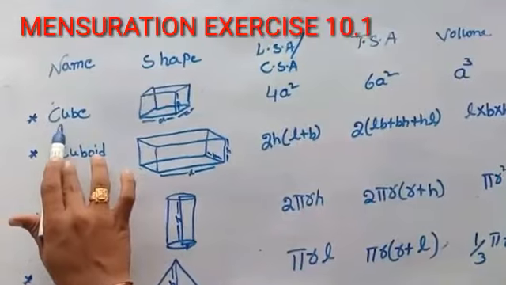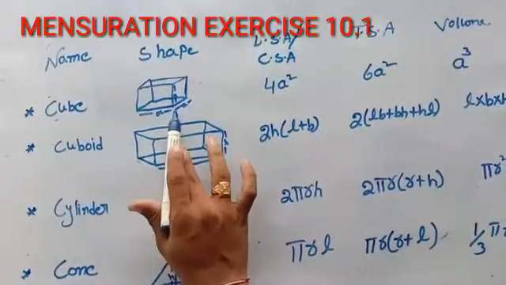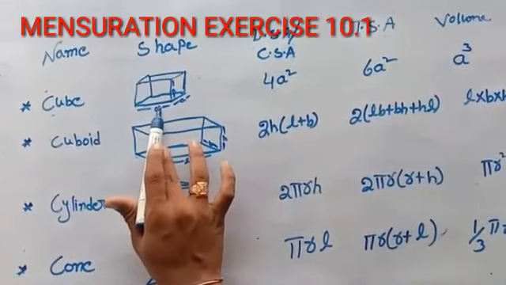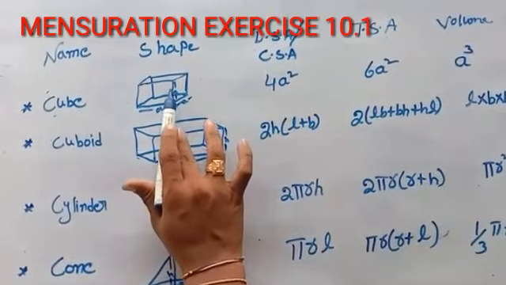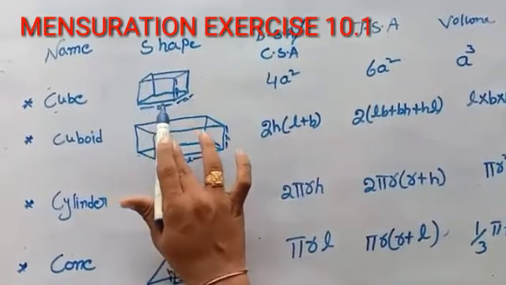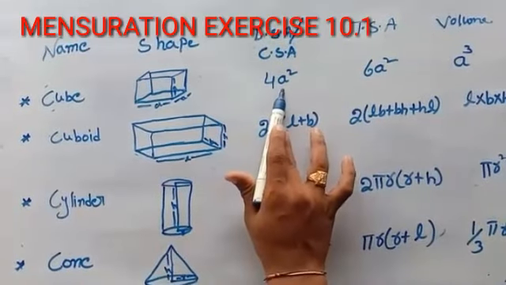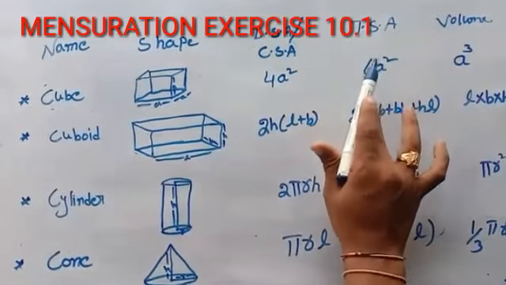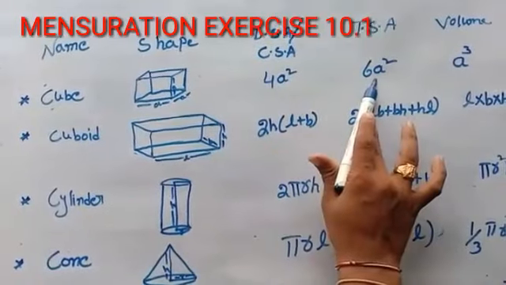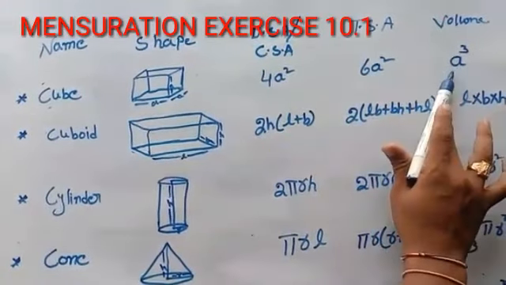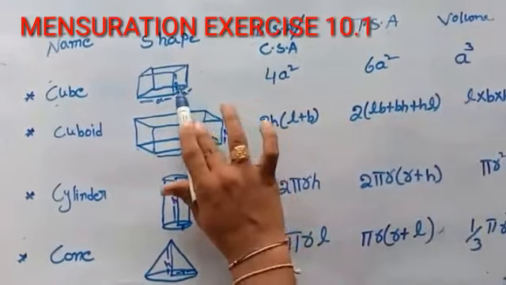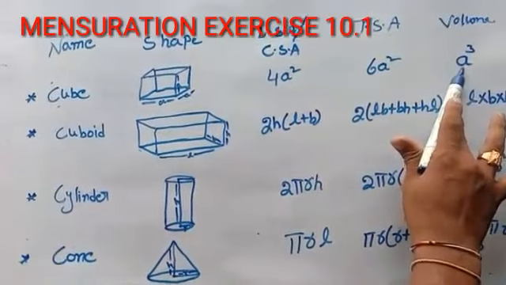First, cube. Shape of the cube. Length a, breadth a and height a. All sides are equal. The lateral surface area of the cube is 4a square. Total surface area of the cube is 6a square. And volume is equal to a cube. That means length into breadth into height, that means a into a into a cube.